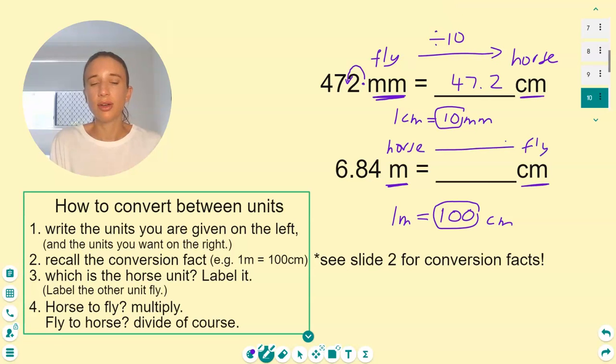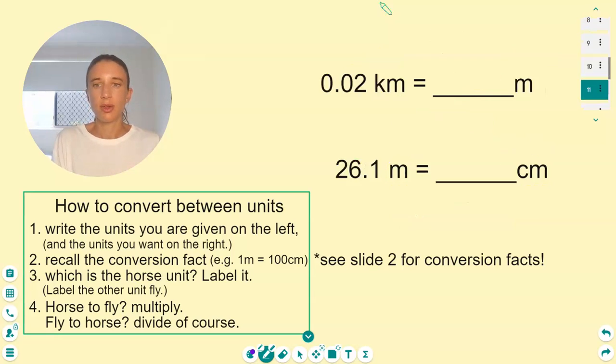And then you draw your arrow across. And we are going to, okay, horse to fly, multiply. We're making the number bigger. So moving that decimal place to the right. 684 centimeters, 6.84 meters. Okay.